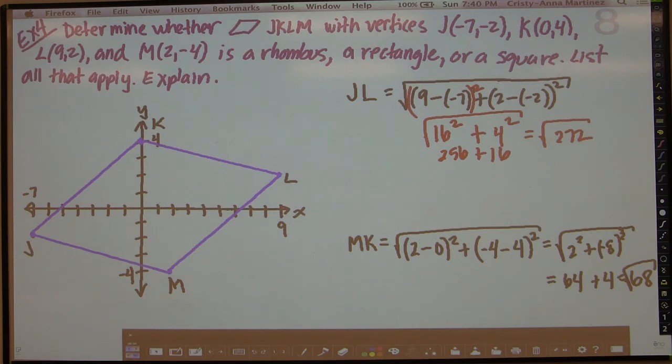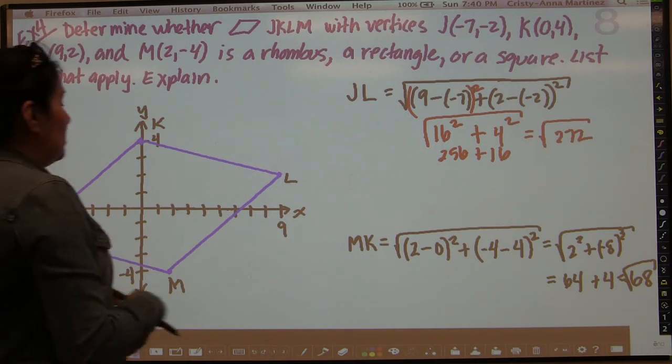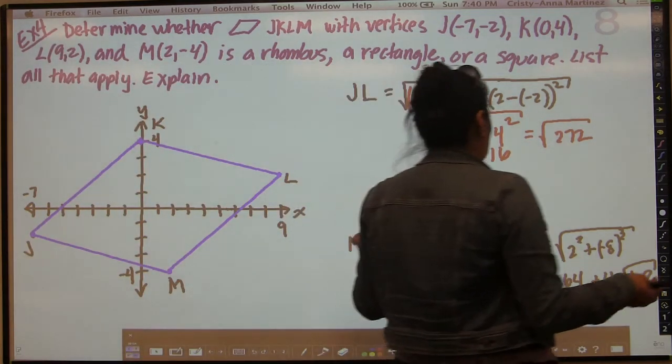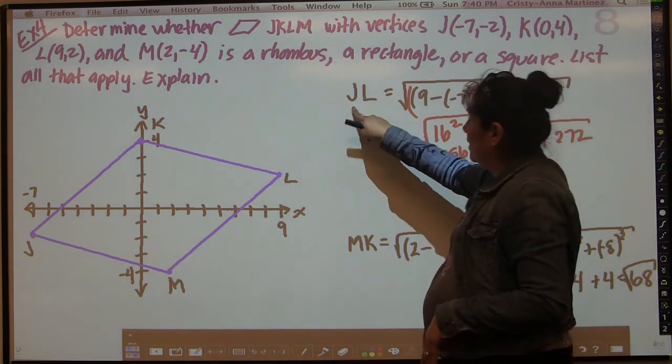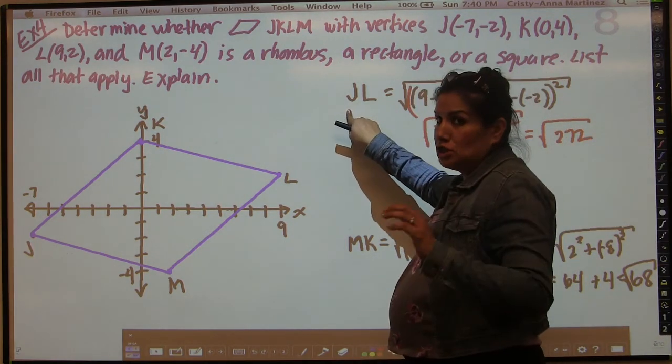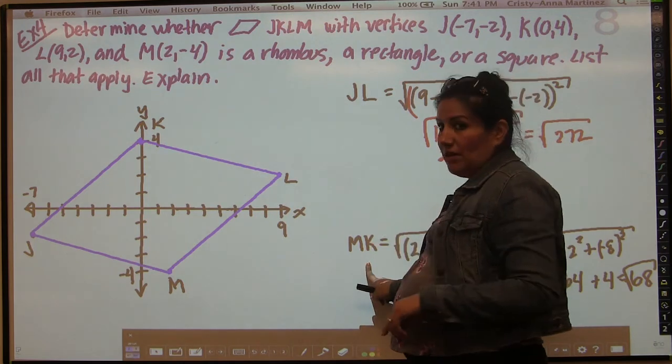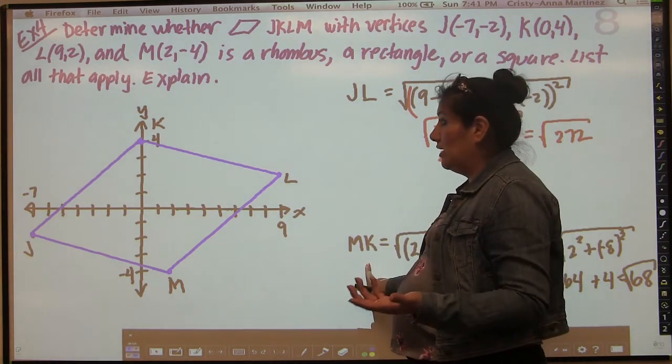And so basically what we've just discovered is that since the diagonals are not the same, they're not congruent, that means that it cannot be a rectangle. And if it can't be a rectangle, it also can't be a square. So the only other thing we can do now is try to confirm that it's a rhombus. To confirm that it's a rhombus, the diagonals should at least be perpendicular. So now I want to find the slope of JL and the slope of MK to confirm that they're actually perpendicular.